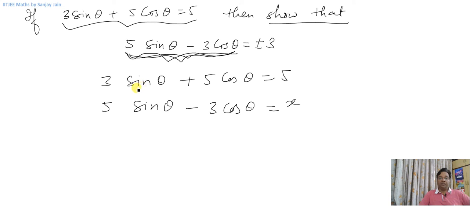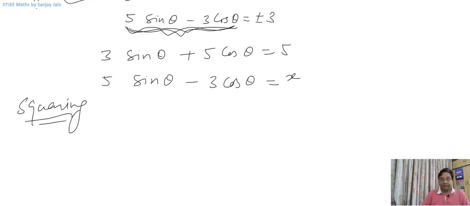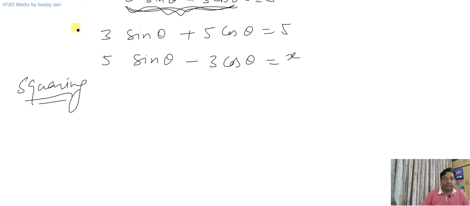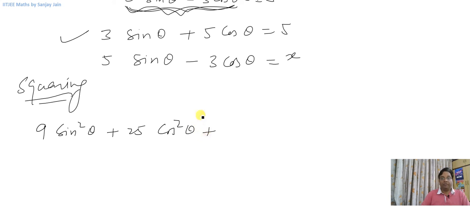Now I have got sine theta and cos theta, so it should strike in my mind that somewhere I can use sine square theta plus cos square theta equal to 1 while solving these equations. So let me square these equations. What do I get? By squaring this first equation, I'll have 9 sine square theta plus 25 cos square theta plus 2 into 3 into 5, that is 30 sine theta cos theta, and it is equal to 25.